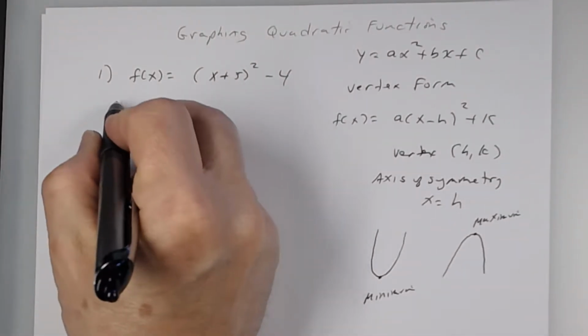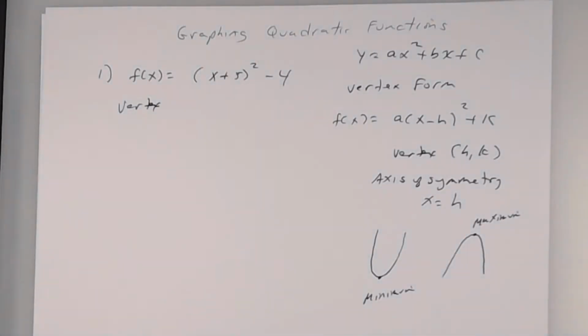All right, so what is the vertex in this case? Negative 5. He said negative 5. You would lose some points there. Oh, thanks. What's missing? He said the vertex negative 5. Well, the vertex is a point, right? You got to have an x coordinate and a y coordinate. Negative 5, negative 4. Is that what you said?